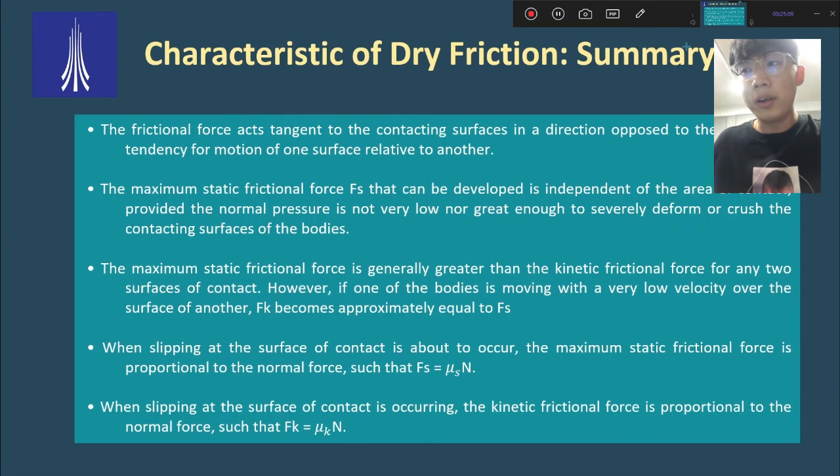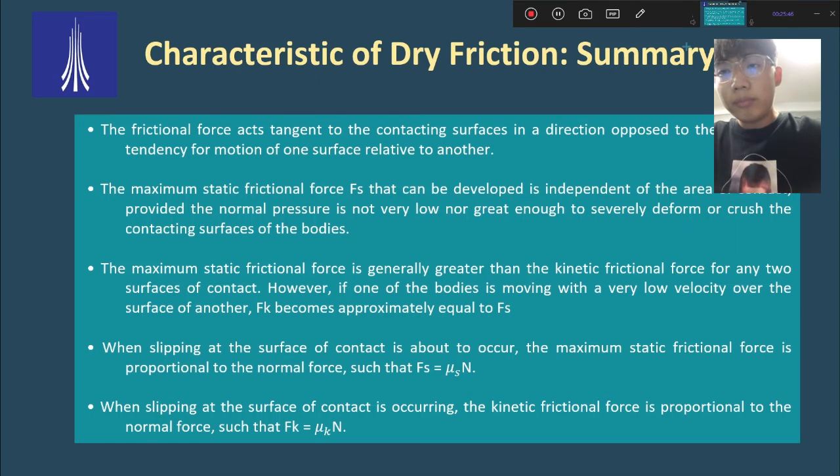However, if one of the bodies is moving at a very low velocity, keep that in mind, over the surface of another, Fk, the kinetic frictional force, becomes approximately equal to Fs. So before, Fs is greater than Fk, but when it moves at a low velocity, a slow speed on top of the surface of one another, then Fk gets closer to Fs.